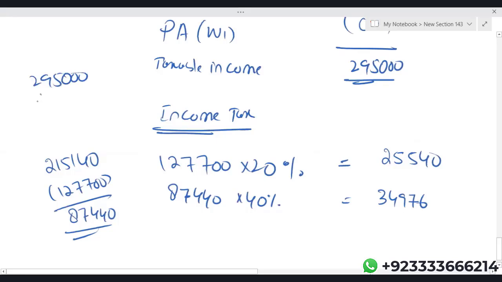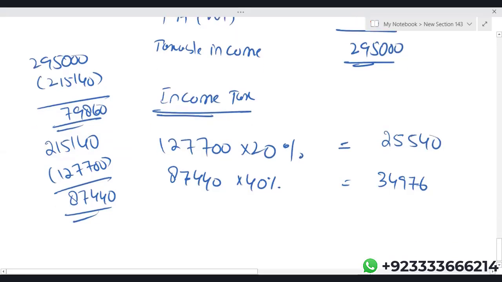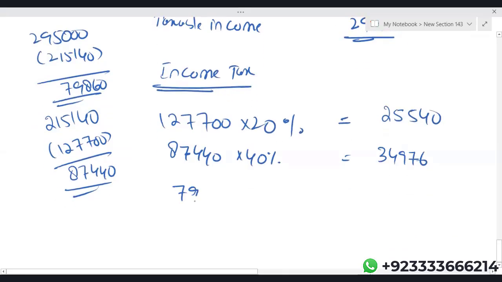Now the taxable income is 2,95,000. We have actually taxed the total income so far up to 2,15,140. Now, whatever comes, that will fall in additional rate, where the tax rate is 45%. Students, I'm getting 79,860 into 45%. I'm getting 35,937.